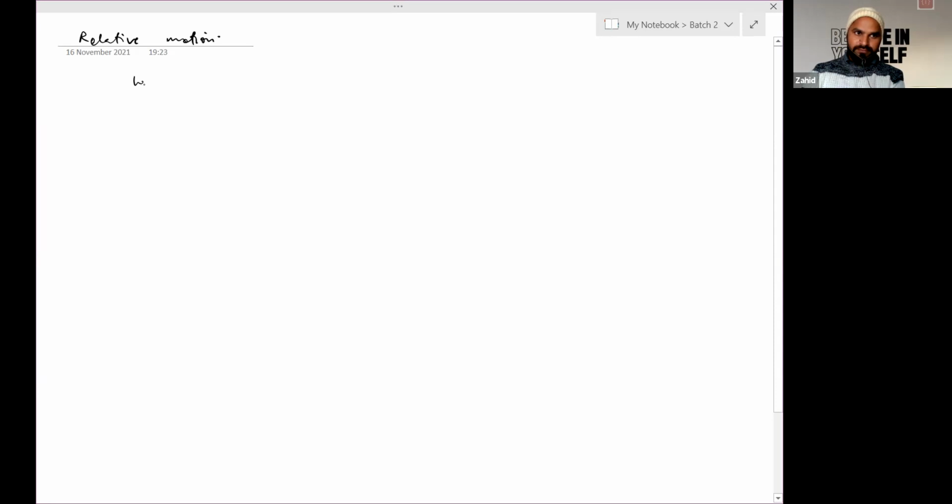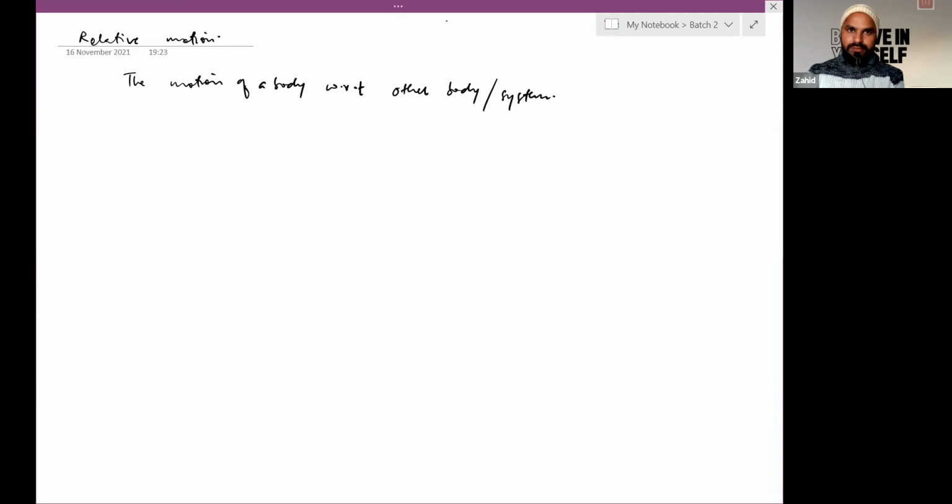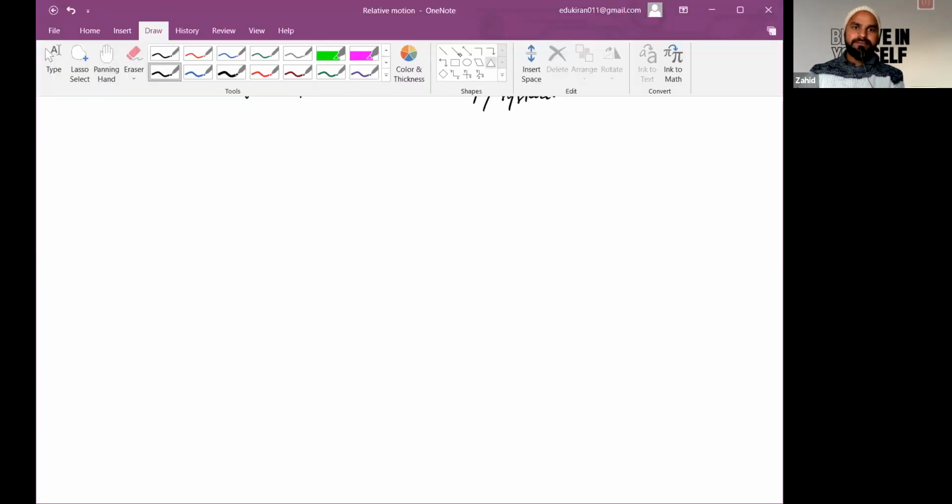So the motion of a body with respect to another body or system is termed as relative motion. Now I'm defining some of its formulas.